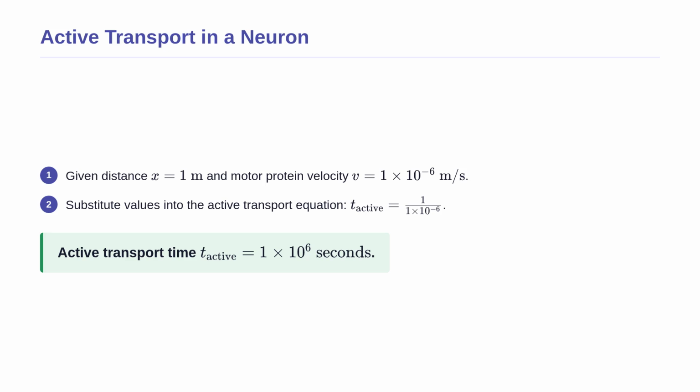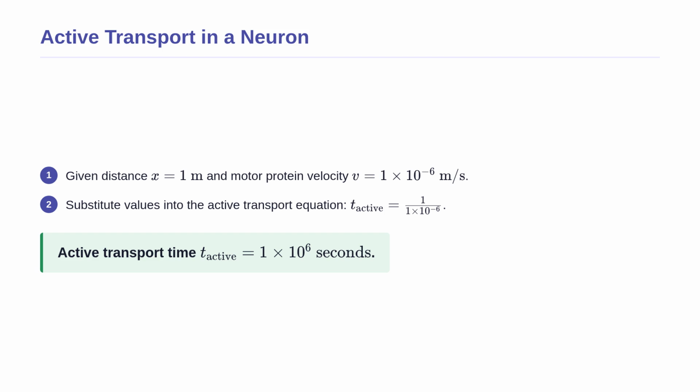Now let us apply this linear formula to the exact same motor neuron. We still have a distance of 1 meter, but this time a kinesin motor protein is carrying the vesicle at a constant velocity of 1 × 10⁻⁶ meters per second.